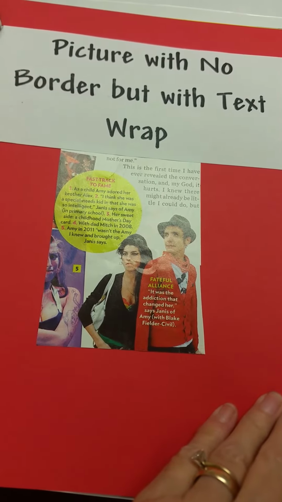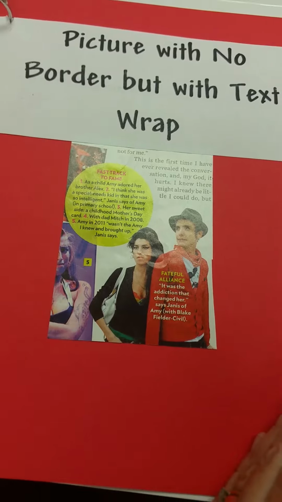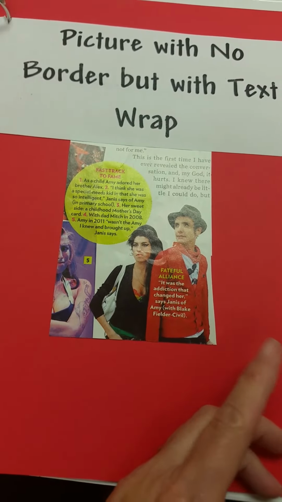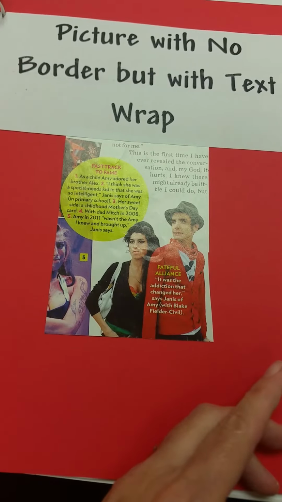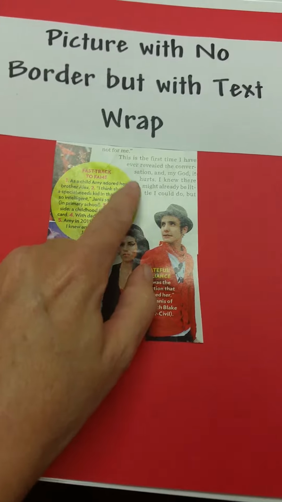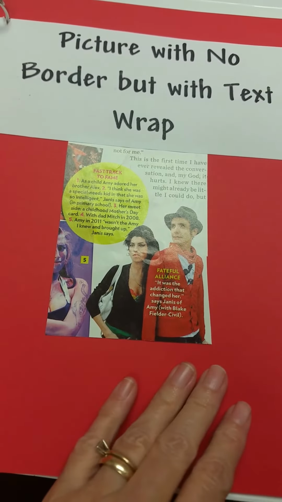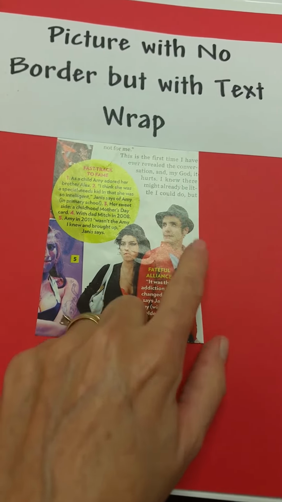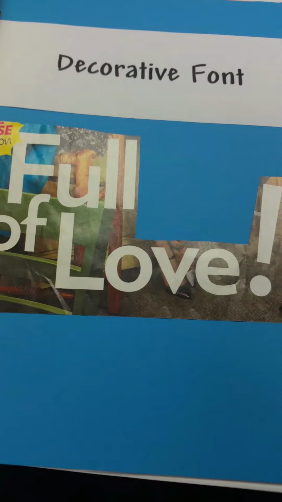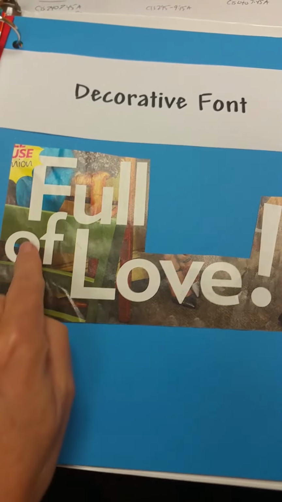And we also have, this is two things actually, and you can have more than one item listed and get credit for both items even if it is on the same magazine page. So here's where they've wrapped the text around this circle, and also they have an image without any border on there. Single column example there. Decorative font, obviously here.